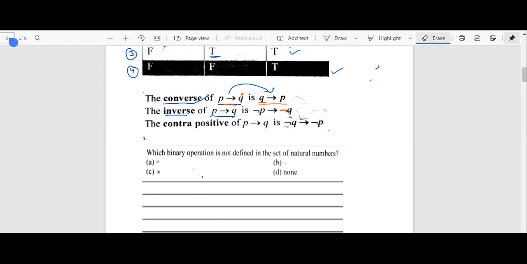All right, so these are some tables which we will be using for our questions. All right, now let's talk about the questions.